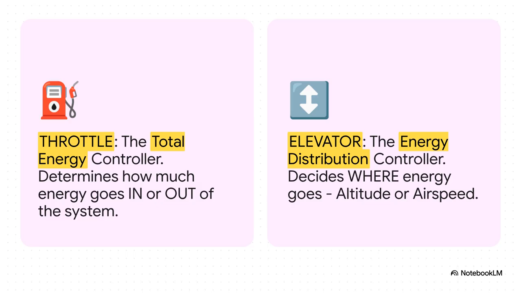It's the one that determines how much energy is getting deposited into the whole system from the engine or withdrawn by drag. Now the elevator, that's the energy distribution controller. It doesn't create any new energy. It just decides how to spend what you've got. Do we put it in the altitude account or the airspeed account?